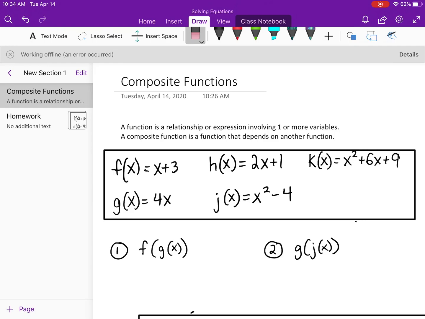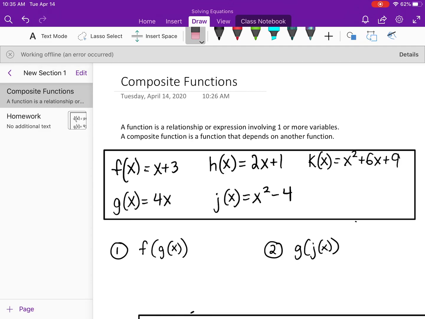We're going to be learning about composite functions today. Last week we left off just learning about operations of functions, and then I showed you a couple short problems with composite functions, but that's all we're focusing on today, is the composites. Now, a function is a relationship or expression involving one or more variables. As you can see here, I've got 5 different functions written down in this box. A composite function is a function that depends on another function, okay? It's basically a function inside of a function, okay?